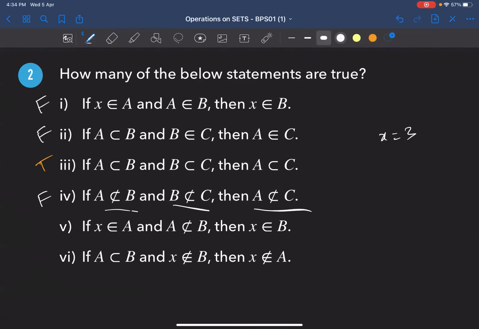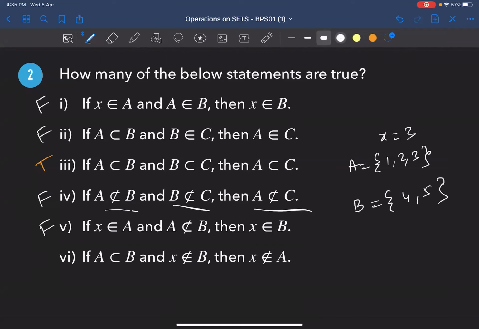Then A set would be 1, 2, 3, sir. 1, 2, 3, okay. Then here we are saying A is not a subset, so we can say B is 4, 5, sir. Okay, B is 4, 5. Then if we check this, X doesn't belong to B, sir, so it's false. Okay, X does not belong. So you have a counter example that this statement is not true. So this is false. Okay, very good.